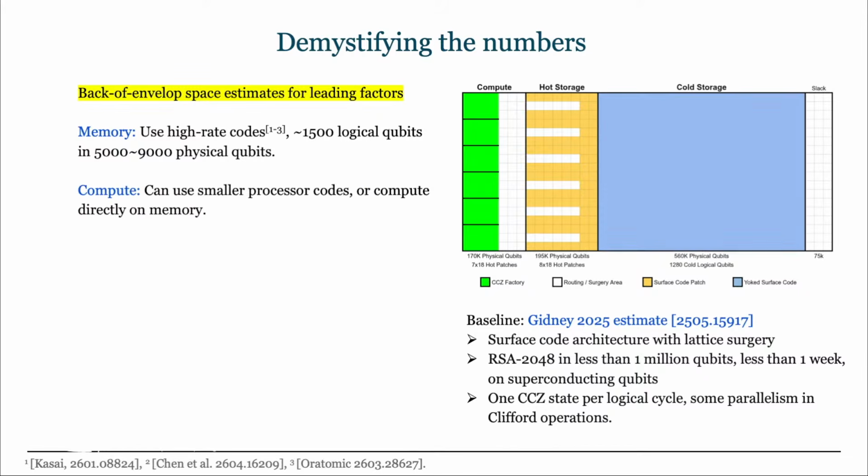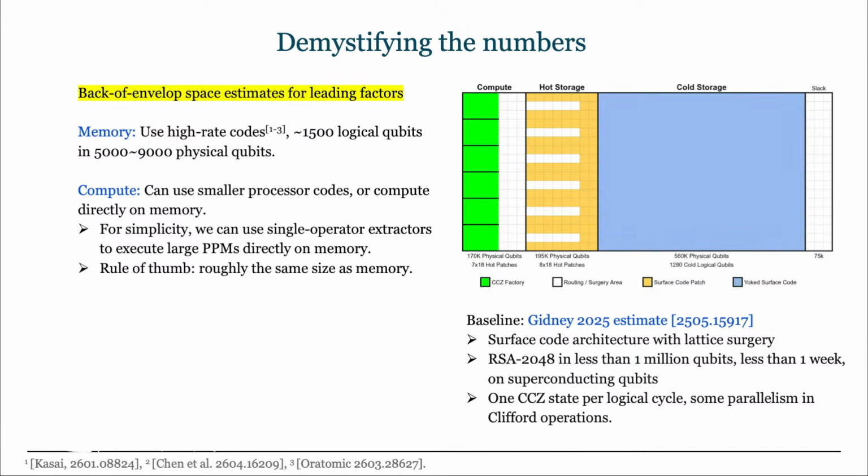Now onto the compute zone. We can use smaller processor codes, or we can compute directly on memory. Because I'm doing a very back-of-the-envelope calculation, let me compute directly on memory. We're going to use single operator extractors to execute large Pauli product measurements directly on the memory. The rule of thumb that I usually follow is that it takes roughly the same size as memory to do one large PPM. It's not very precise, but it's just a rule of thumb that I follow.